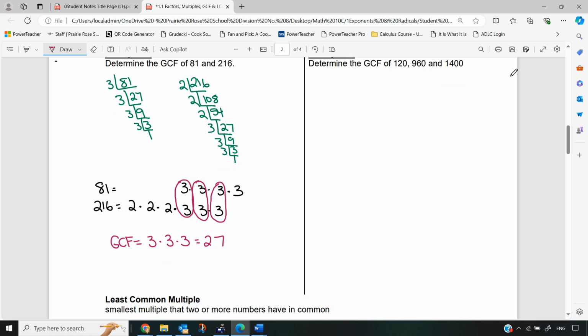All right. Now, let's take a look at example number 2. Again, I want you to write out your prime factorization, write out your numbers, and then come back and check to see how you did.